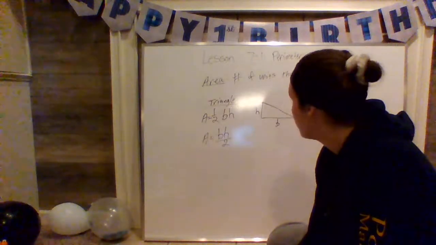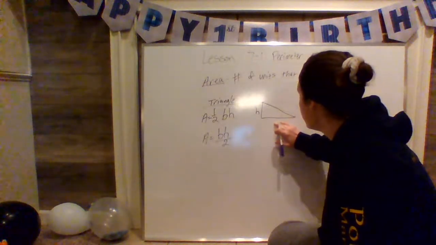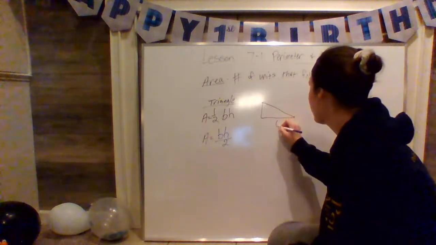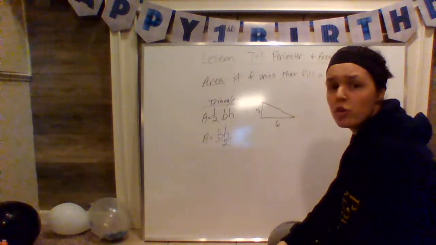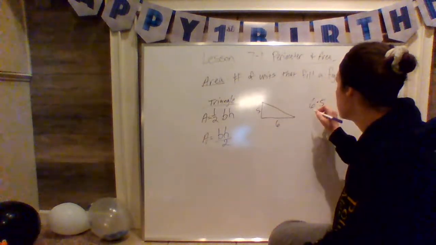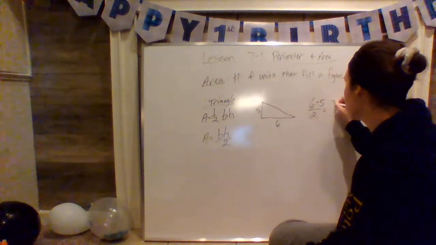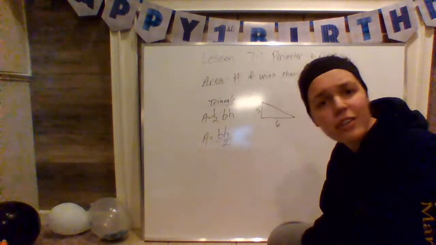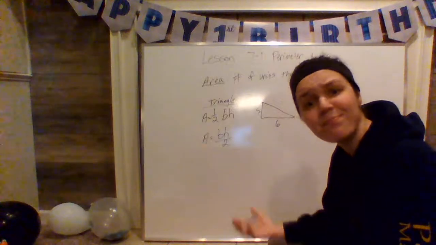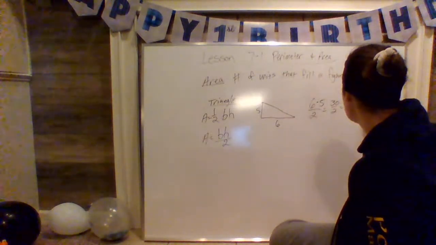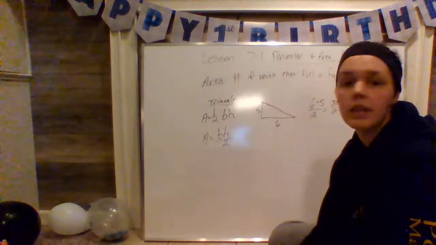Okay? So let's just say this triangle right here is a 6 by 5. You are literally going to take 6 times 5 and cut that in half. 6 times 5 is 30. Cut that in half, that's 15. Didn't I tell you fractions and division were the same thing? Again, let's just say it's centimeters squared. Boom, done. That's a triangle.